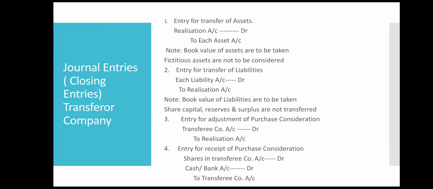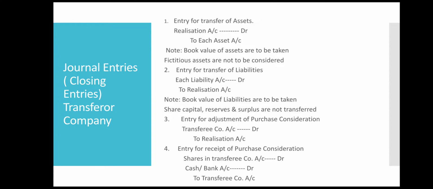Third entry is for adjustment of purchase consideration. In this, transferee company account debit to realization account. So the third entry is for adjustment of purchase consideration. Purchase consideration will be paid by the transferee company, so its account is debited to realization account with the amount of purchase consideration.